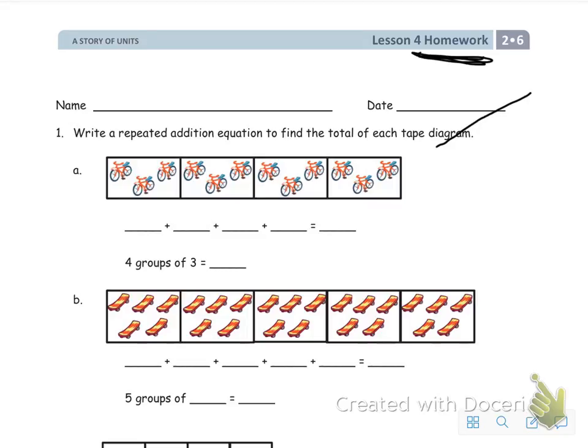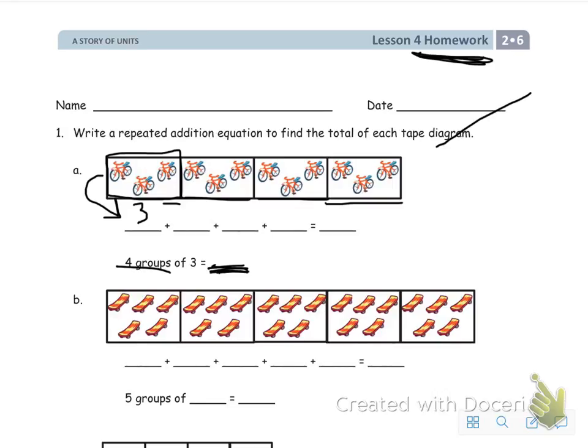So what this says to do is to write a repeated addition equation to find the total of each tape diagram. Just like what we did on the problem set, you'd come in here, figure out how many objects are in each box, and simply come down here and write this in the blank. And then obviously we do have 4 groups, so you have 1, 2, 3, and 4. So you would say 4 groups of 3 is equal to blank, and you would put the total number of objects in this blank right here.